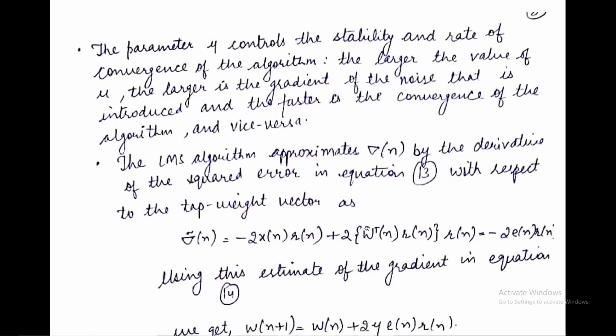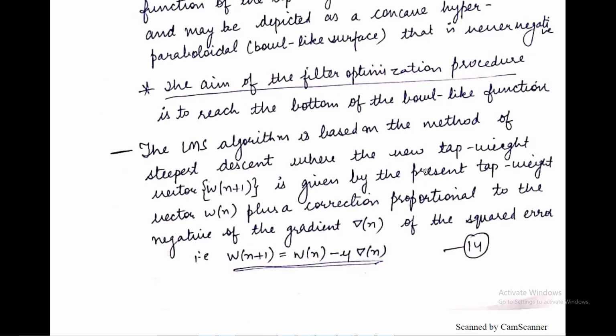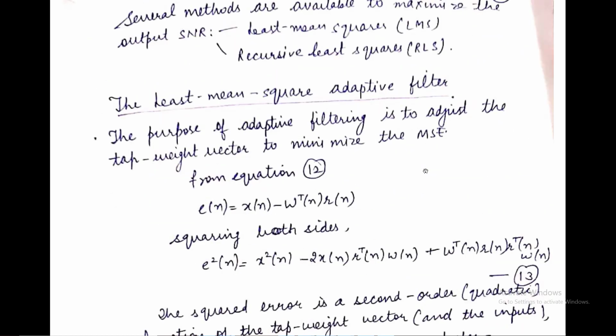Now the parameter mu controls the stability and the rate of convergence of the algorithm. The larger the value of mu, the larger is the gradient noise that is introduced, and the faster is the convergence of the algorithm, and vice versa. So the LMS algorithm approximates ∇[n]. How will it be approximated? By the derivative of the squared error in equation 13. If you want, I will just show you equation number 13. This is what we have achieved by considering the square.